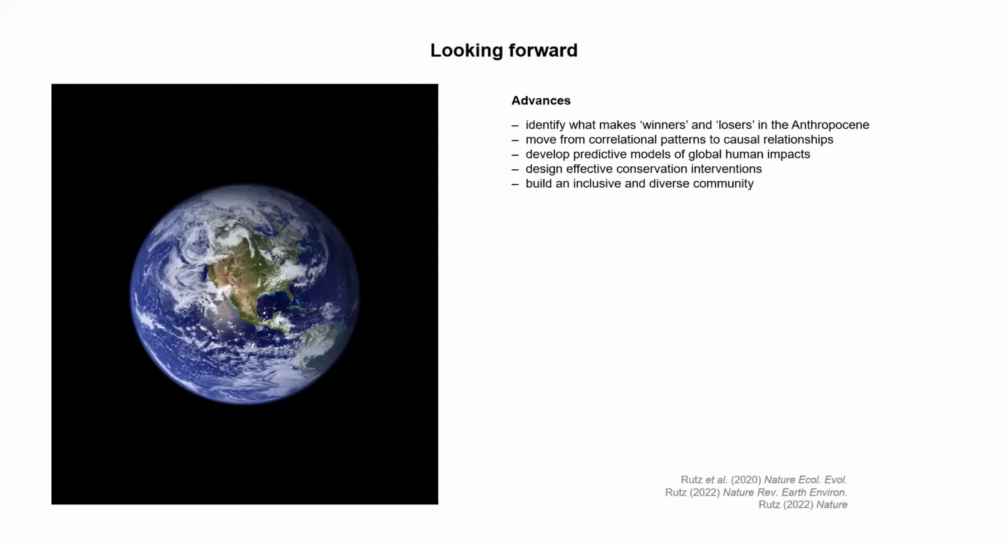And of course, at some point, we will pull the insights generated by these different sub-projects and look at the very big picture. We want to move from correlational patterns to causal relationships. We can do that to a certain degree because of this quasi-experimental intervention provided by lockdowns. That should allow us to develop predictive models of global human impacts on wildlife movement. And that in turn should allow us to design effective or more effective conservation interventions.